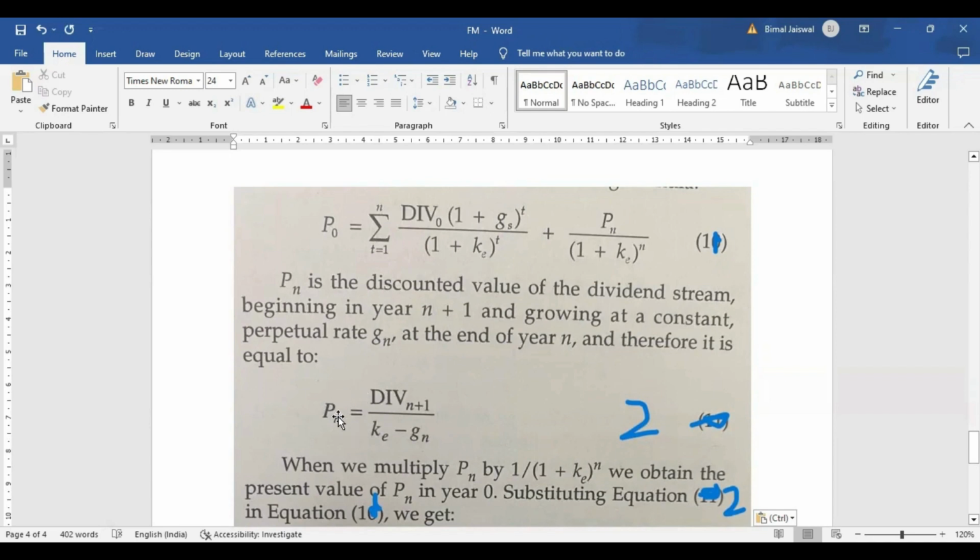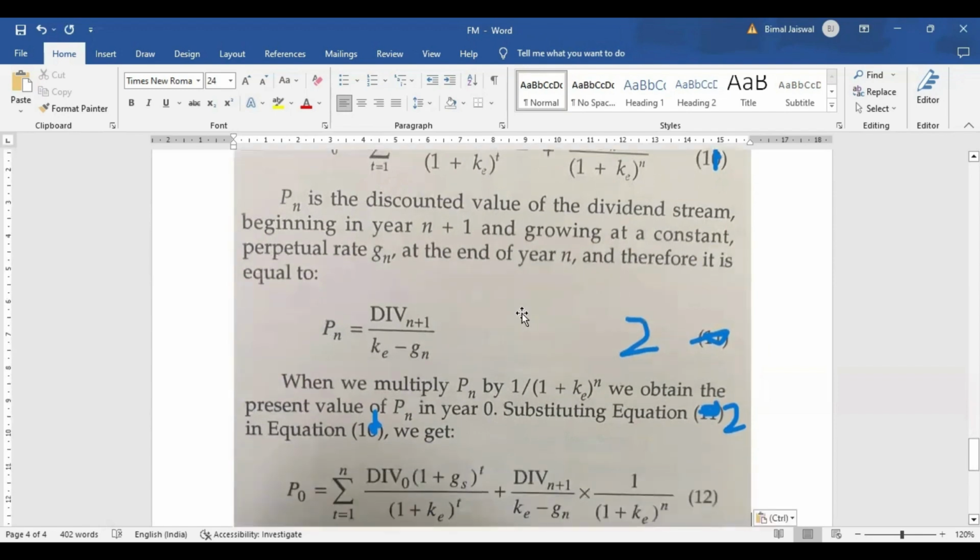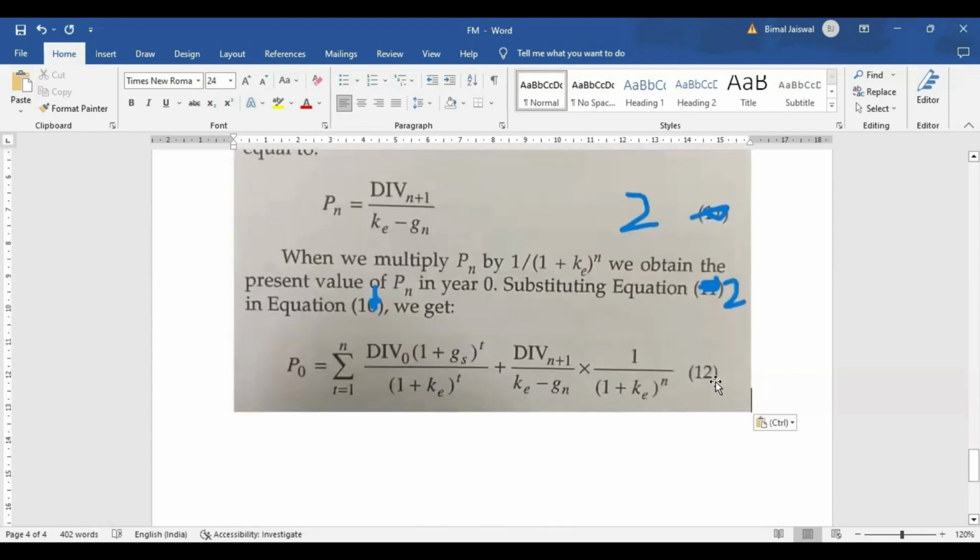When we put the value of PN from equation number 2 into equation number 1, this equation can be derived. This is your first information. This is a picture form I have taken from the book itself. The first information from equation number 1, PN we have opened and divided for discounting itself. For practice, you can do a numerical.